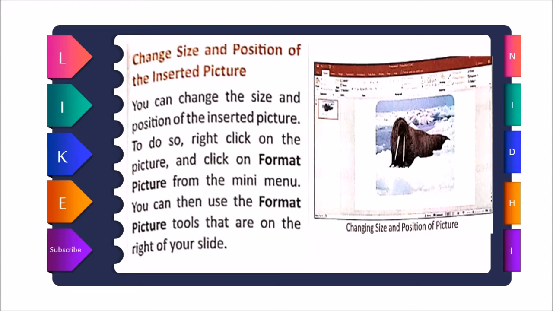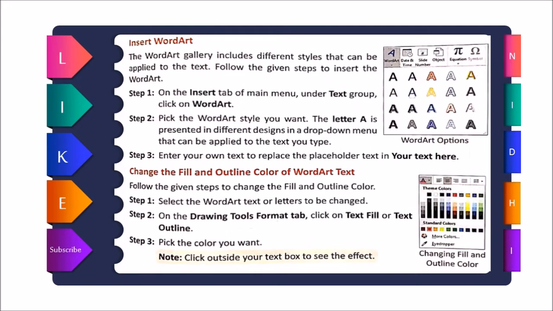Next is inserting word art. Word art means you can change the design of the text alphabets. The word art gallery includes different styles that can be applied to the text, that is different styles, colors, fonts, etc. So you have to follow certain steps to insert the word art. Three steps are given here. You have to follow those steps. Step 1 is first you have to go to the insert tab of the main menu.